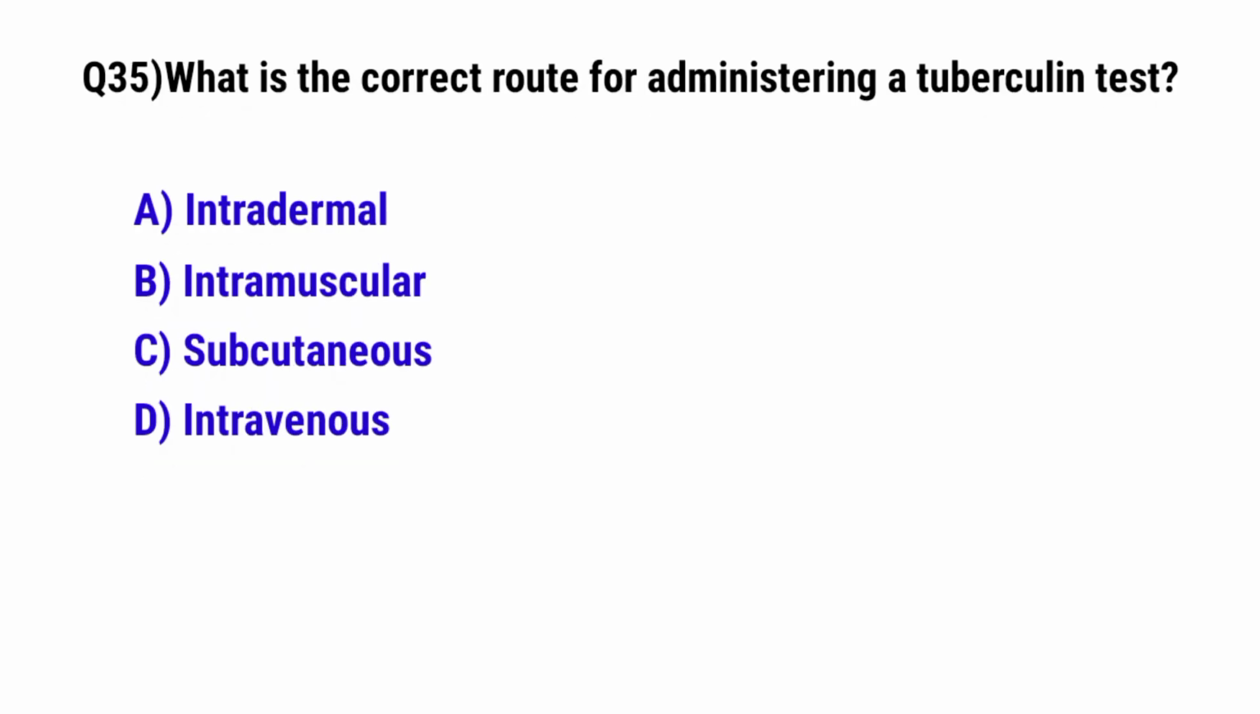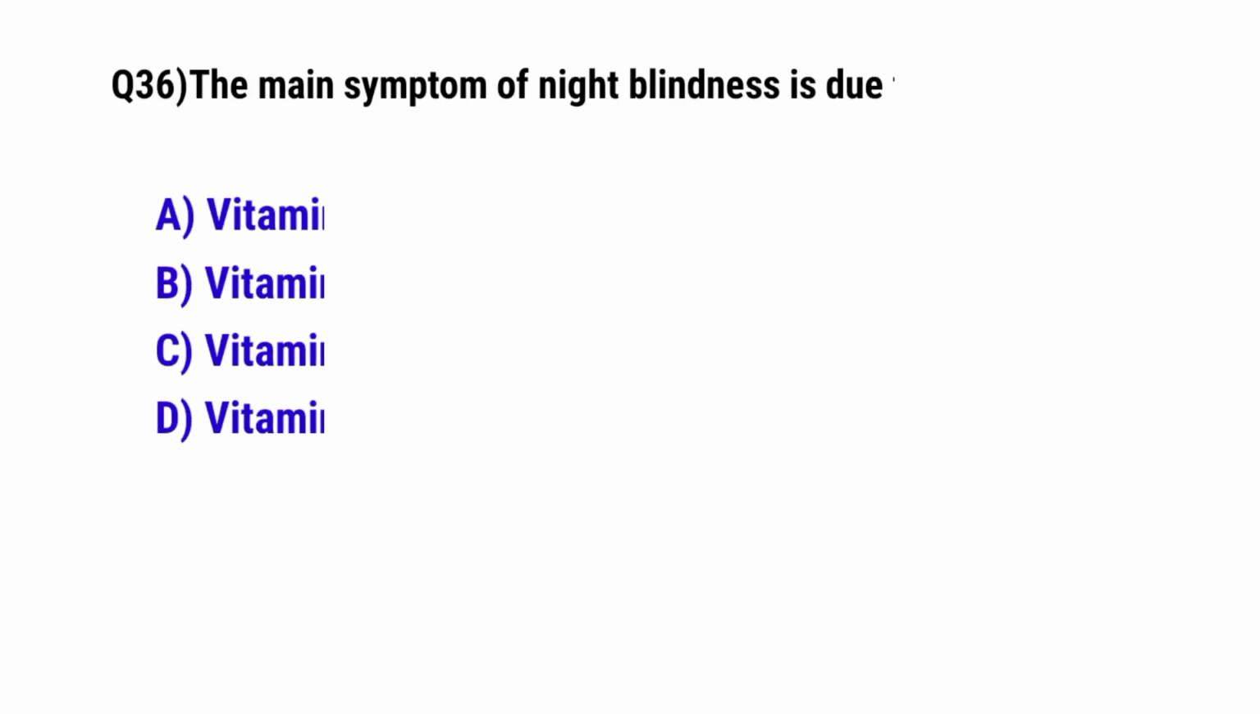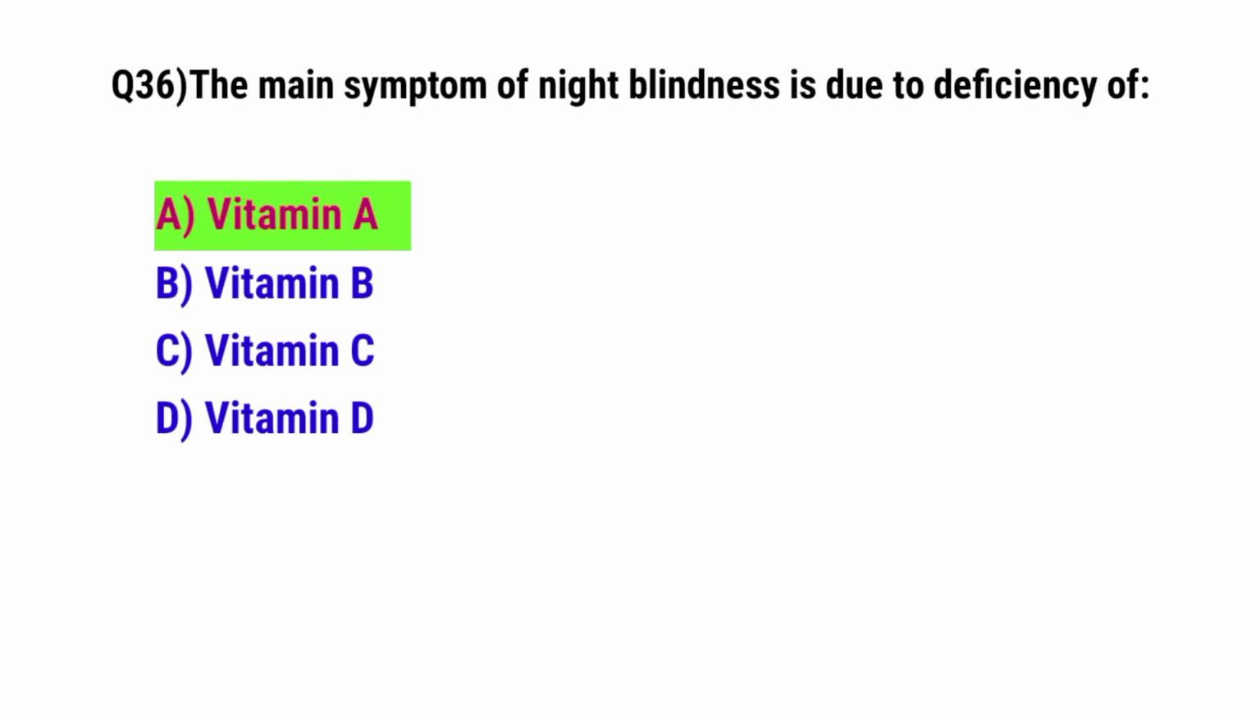Question number 35. What is the correct route for administering a tuberculin test? Correct option is A. Intradermal. Question number 36. Night blindness is due to the deficiency of. The correct option is A. Vitamin A.